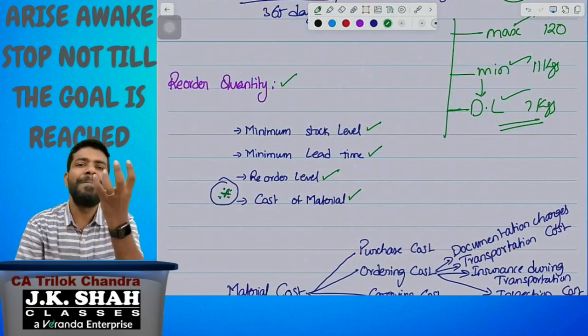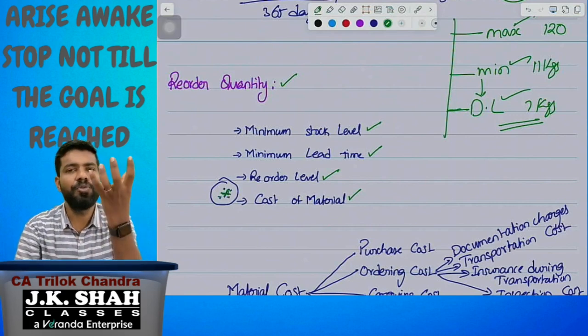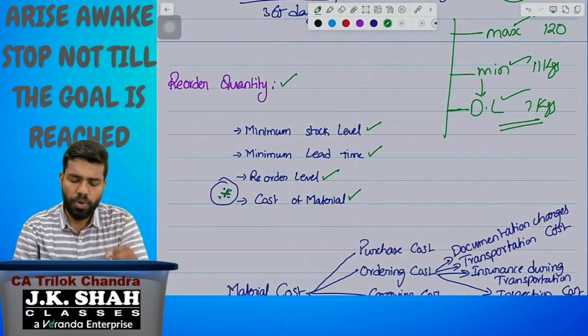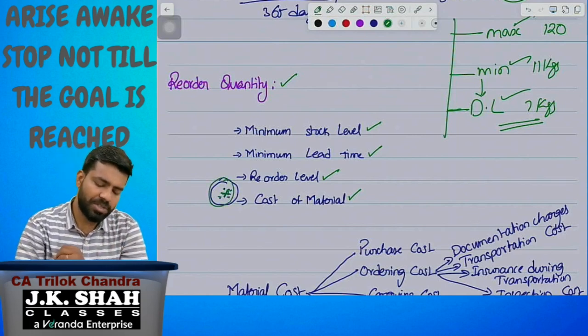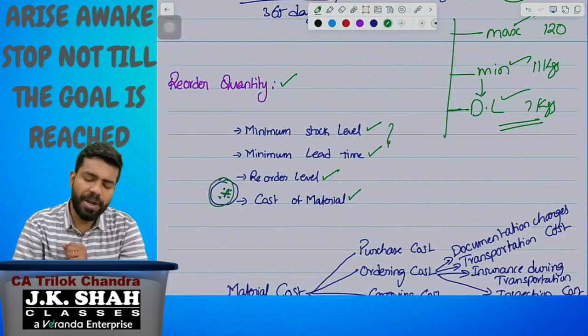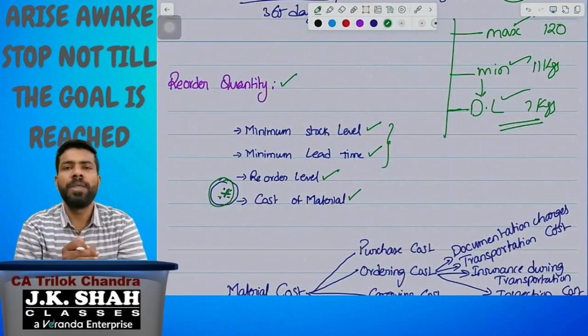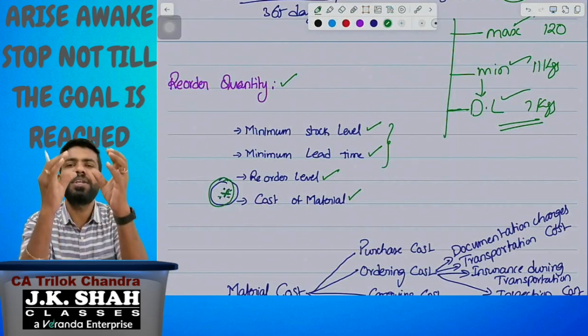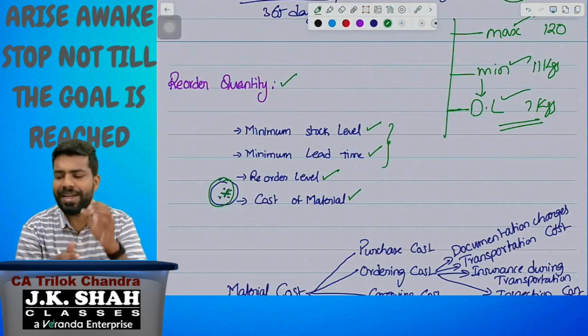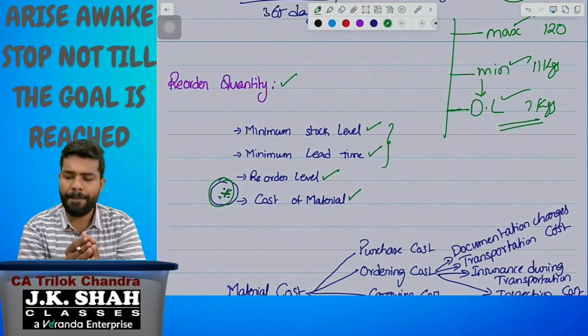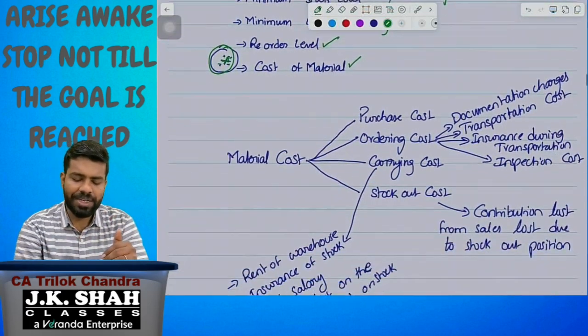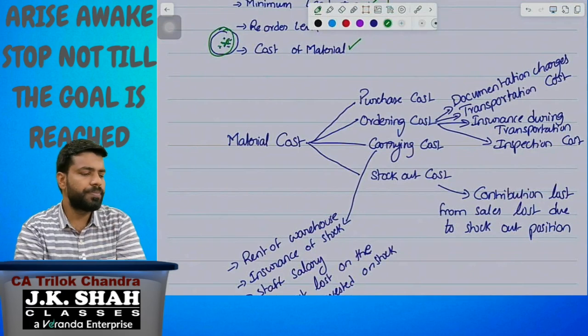One more point is cost of material, which is very important. We will always try to minimize the cost. So we need to work more on the cost. These 3 points also need to be considered, but mainly we need to focus on the reduction of the cost. Let us understand the material cost.